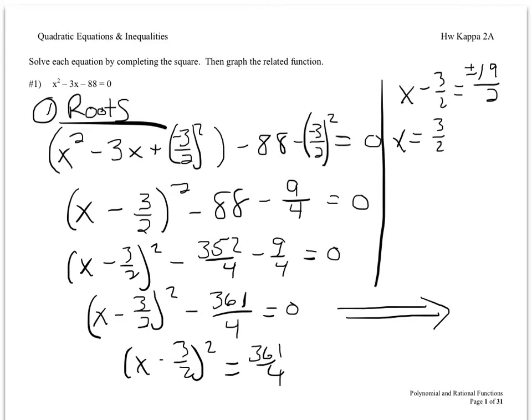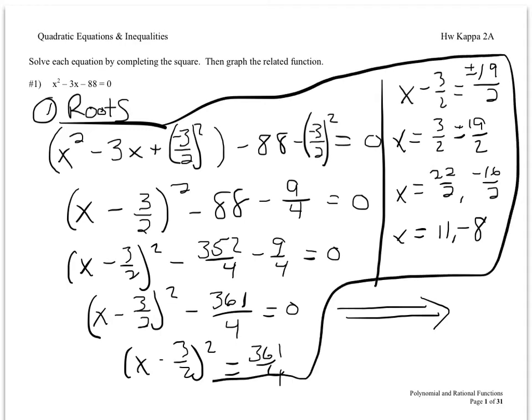To get x by itself, add 3 halves to both sides. So we get x equals 3 halves plus 19 over 2 and x equals 3 halves minus 19 over 2. So 3 plus 19 is 22 over 2, and 3 minus 19 is negative 16 over 2, and this reduces to 11 and negative 8. The x-intercepts, the roots of this equation, which is the first part of the directions: solve each equation by completing the square. That means find the roots. You get 11 and negative 8.